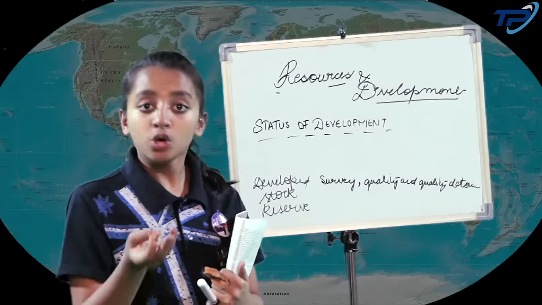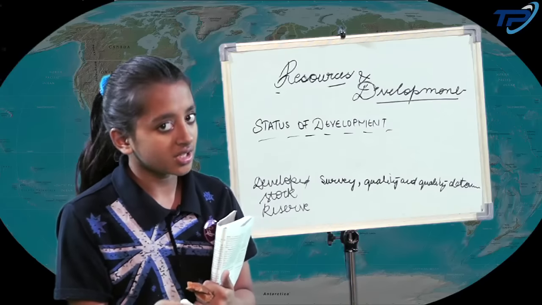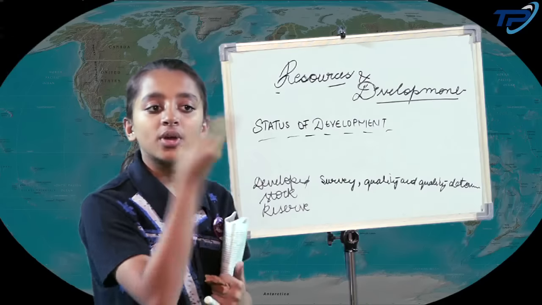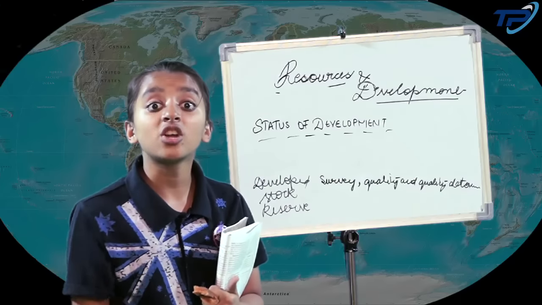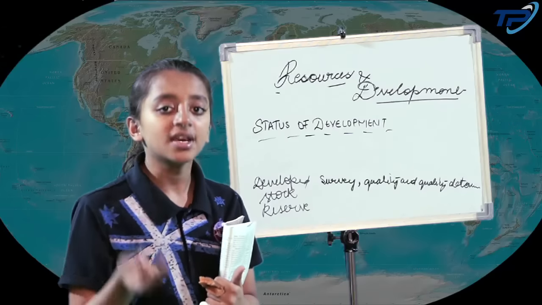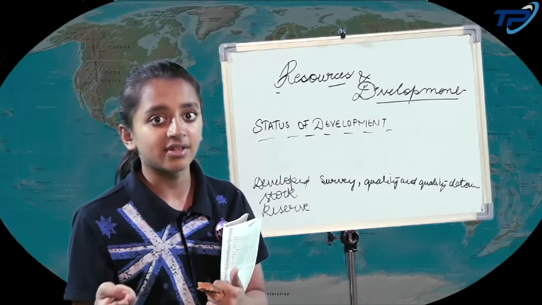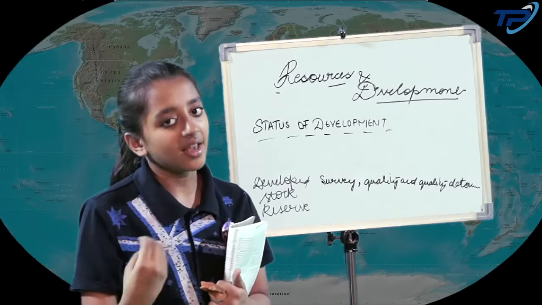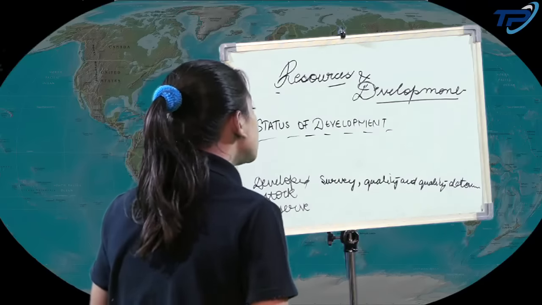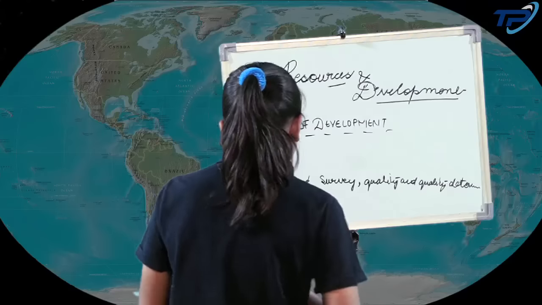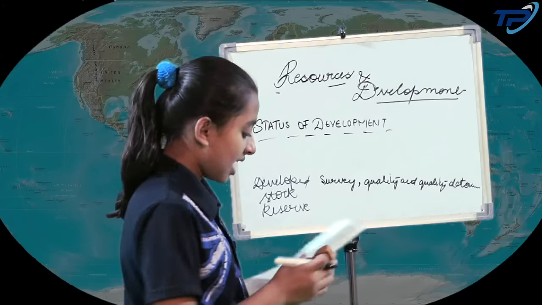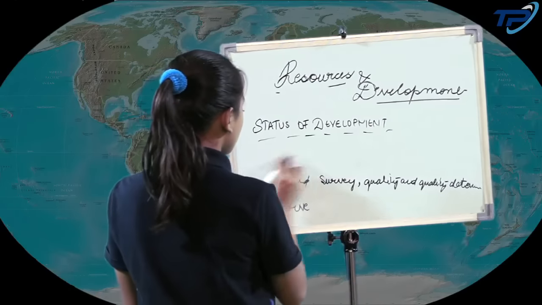So survey, quality and quantity determination, and then for their development we need technology. If new technology comes, more development. If less technology, then less development, and their level of feasibility. Then comes our stock. So reading from the book, I think you have understood the developed resource.